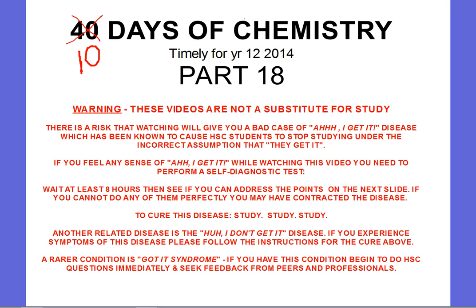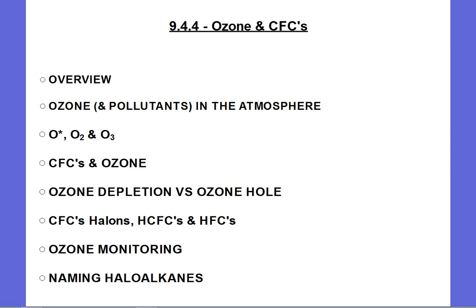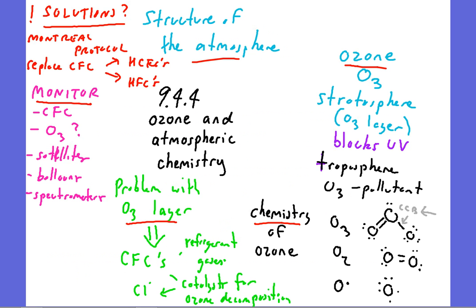This is 40 Days of Chemistry, Part 18, at this time looking at ozone and CFCs. Just as a quick recap, the first thing we do in this topic is look at the structure of the atmosphere. We then move on to what is ozone and where is it and how does it work. We compare the chemistry of ozone to oxygen and oxygen-free radicals. We look at how CFCs have damaged the ozone layer. We then look at what we are doing to monitor it, and also what are some of the possible solutions to the damage we have done.